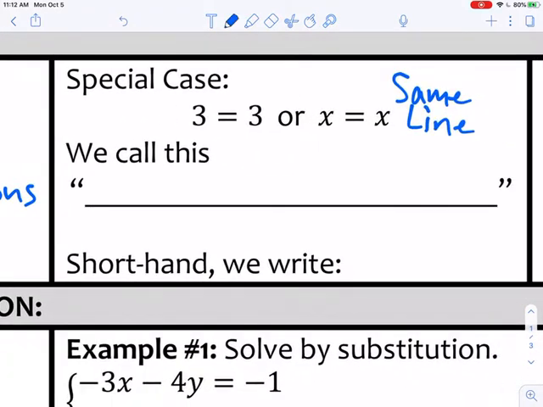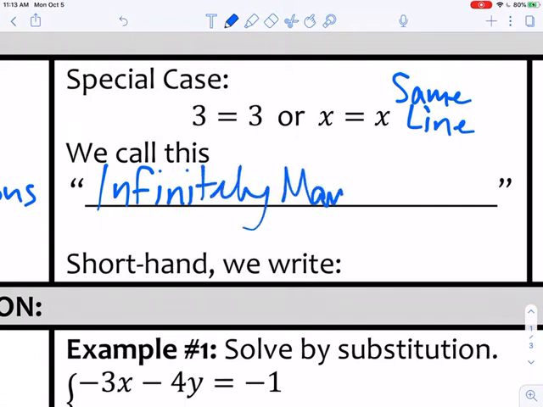You're going to have a couple special cases here. When graphing, you're going to see this end up being the exact same line. So we know that 3 does equal 3, right? And x equals x, right? They're the same thing. So that means we're going to create the same line when graphing, and this is called infinitely many solutions. So if you're solving and you end up with 7 equals 7, you'll know that you have infinitely many solutions, but our shortcut to writing that is just the infinity symbol.